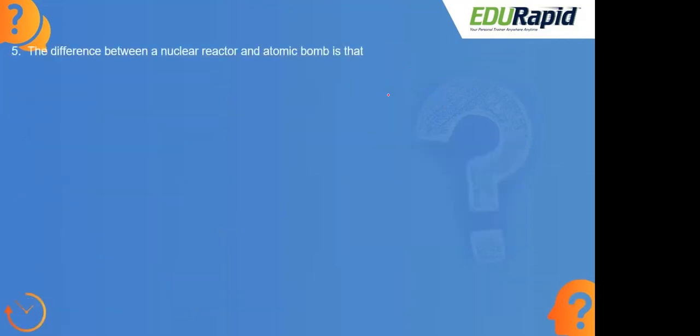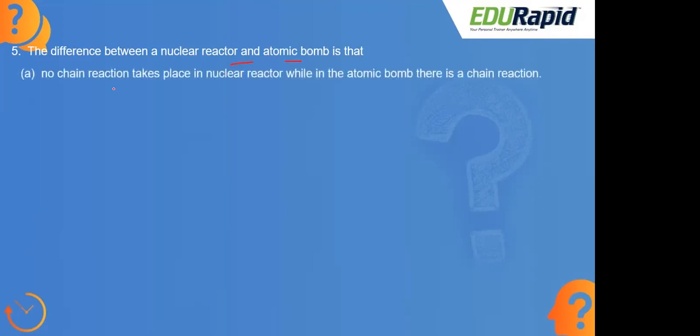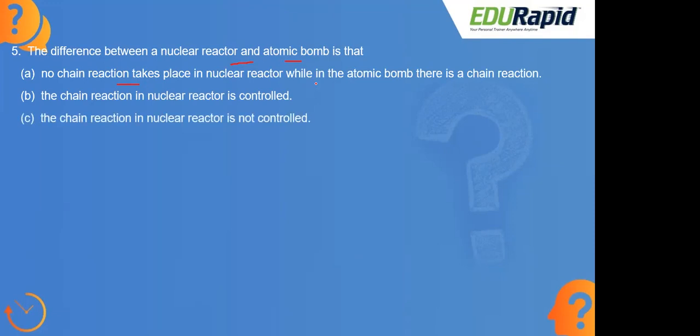The difference between a nuclear reactor and an atomic bomb is that no chain reaction takes place in a nuclear reactor, while in an atomic bomb there is a chain reaction. The chain reaction in a nuclear reactor is controlled. The chain reaction in a nuclear reactor is not controlled. No chain reaction takes place in an atomic bomb, while it takes place in a nuclear reactor.